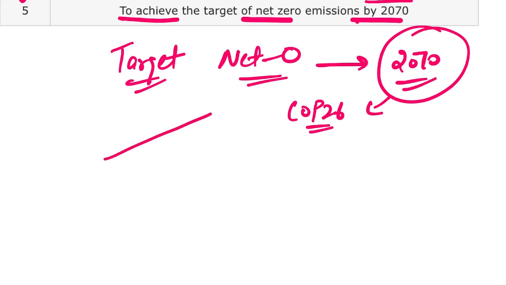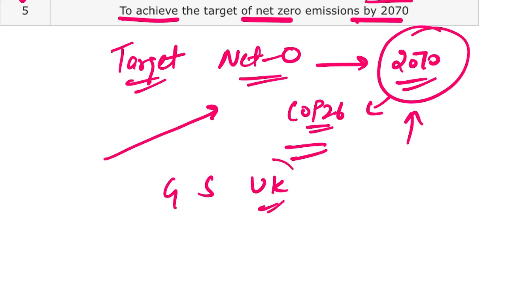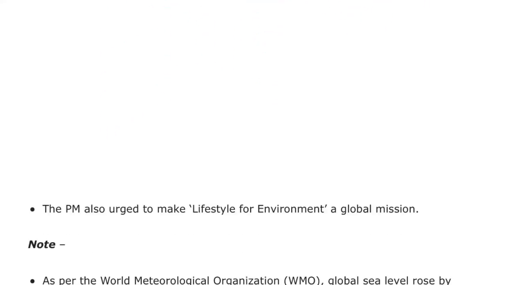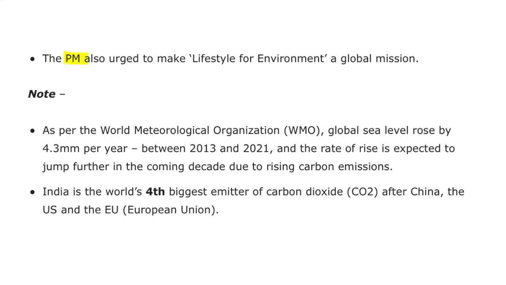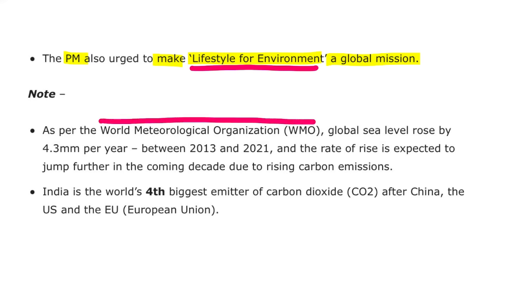So the target of India for net zero carbon emission is 2070 as per COP26 that took place in Glasgow, Scotland, that is in the United Kingdom, and the partner along which the United Kingdom hosted COP26 was Italy. Prime Minister also urged to make lifestyle for environment a global mission. So you can say it is a motto or a theme that was projected by India on this summit: lifestyle for environment.